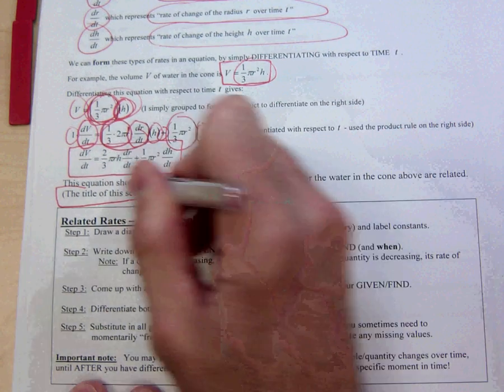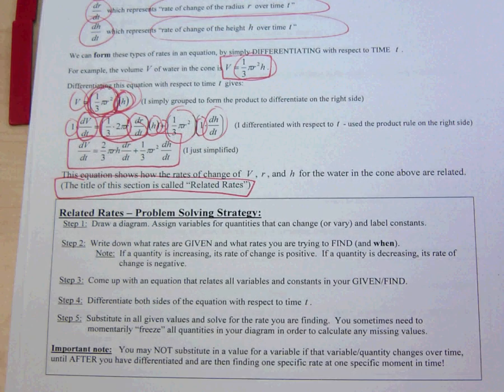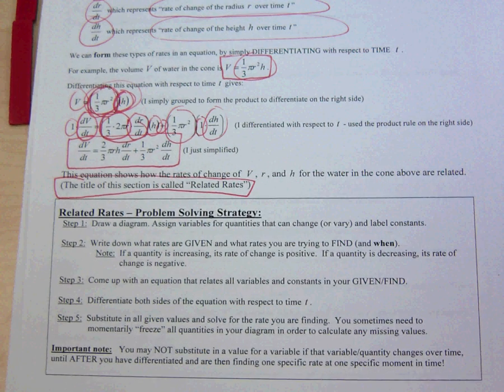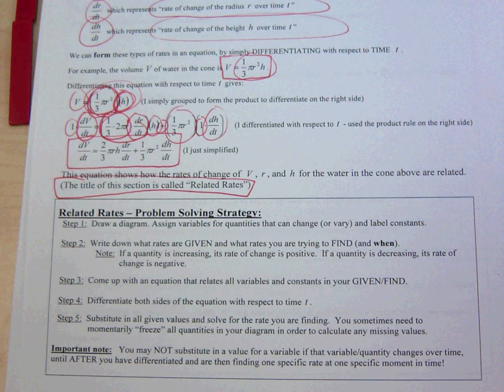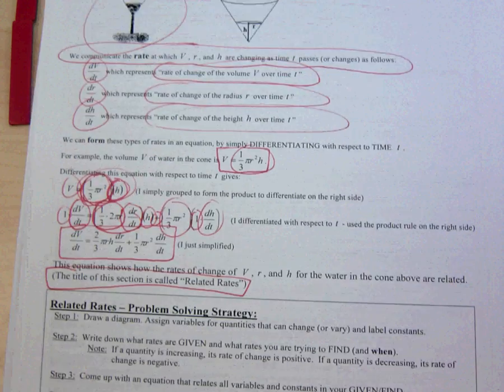Guess what the section is called? Related rates. That's what we're doing, right? We're writing equations that relate the rates between quantities that are changing over time. Does that make sense? All right. Now, by the way, just a couple quick observations that are important for you to start thinking about.